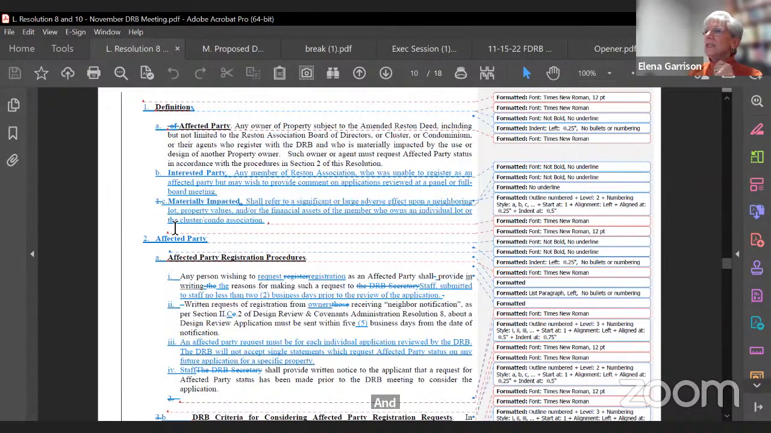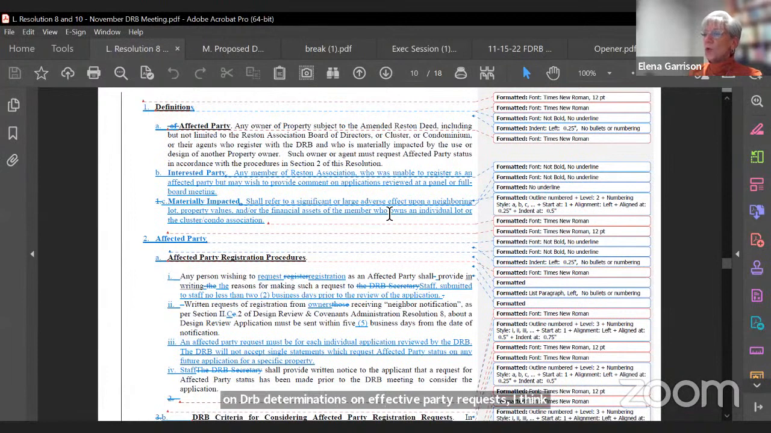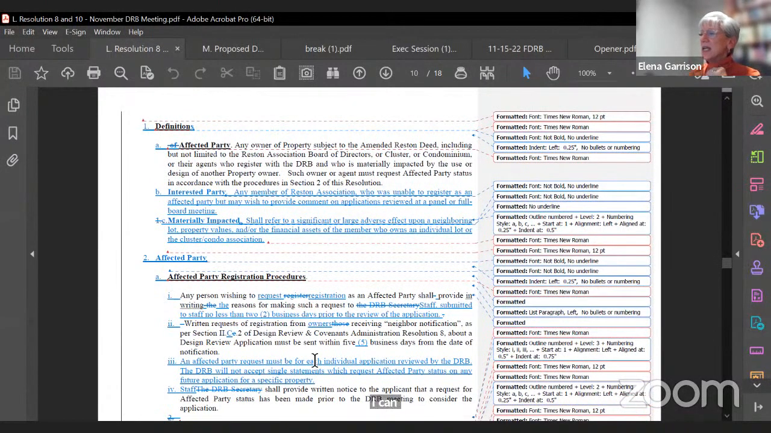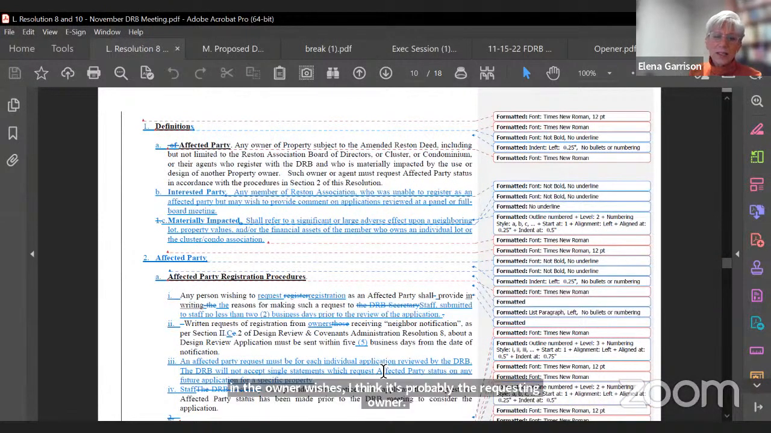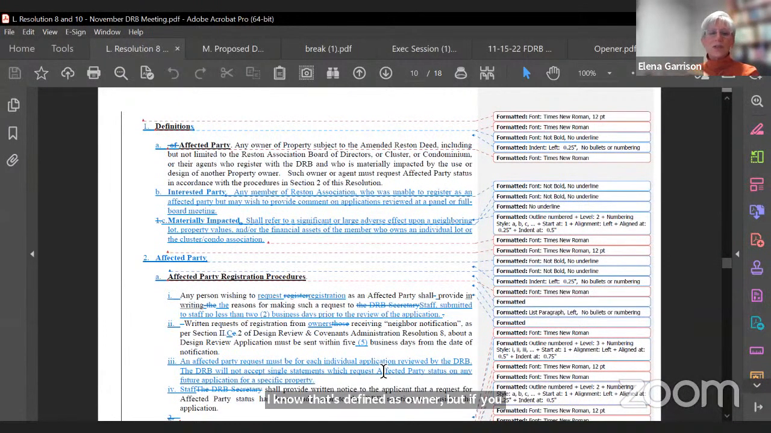Lastly, on DRB determinations on affected party requests, I think item 4, if the affected party status is denied by a DRB panel and the owner wishes, I think it should probably be the requesting owner. I know that's defined as owner, but if you're just reading this, you'd say which owner wants it, the person who's submitting the application or the person who's requesting to be an affected party. Somehow clarify that. Those are my only comments.